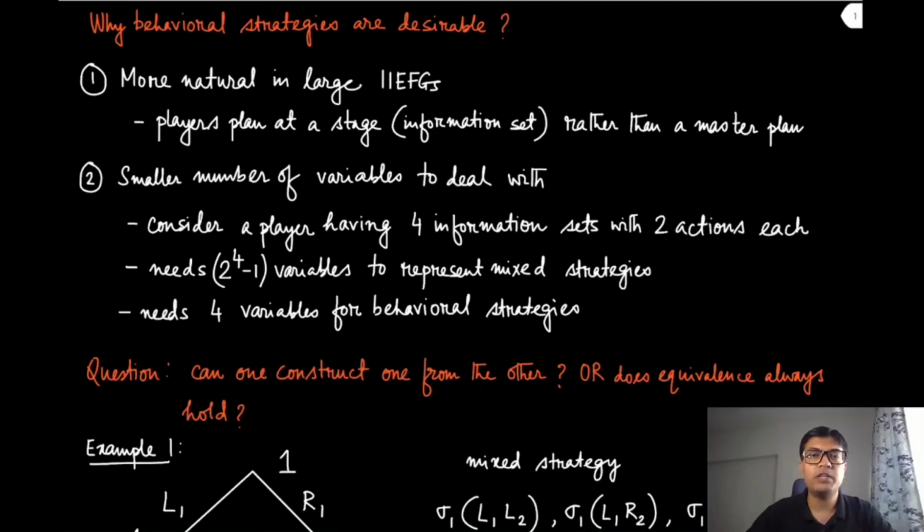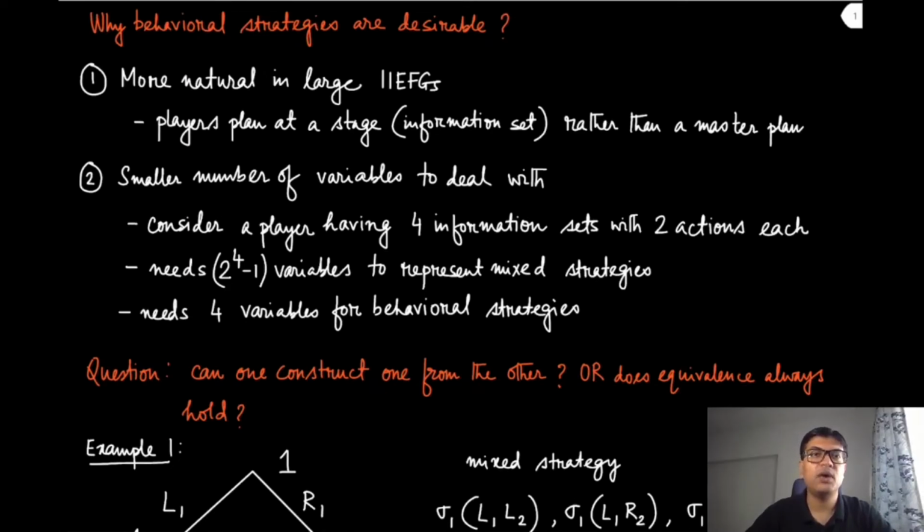We spoke about a different kind of randomized strategy in the context of IIEFG in the previous module. That randomized strategy is called the behavioral strategy, and we have also seen what relationship it has with the mixed strategy that we are more comfortable with. We have discussed that in greater detail earlier.